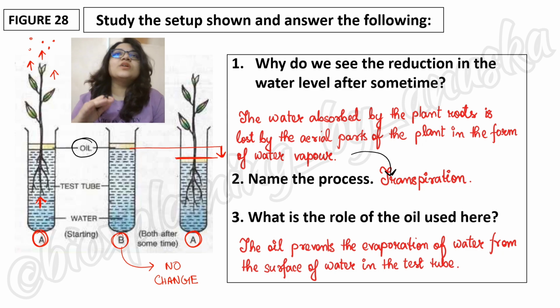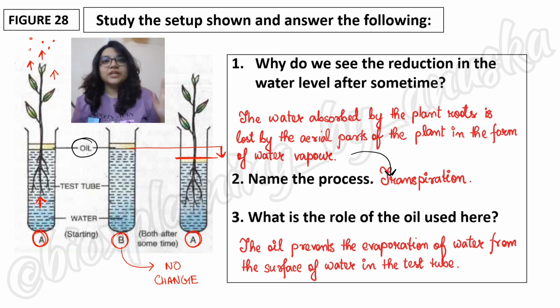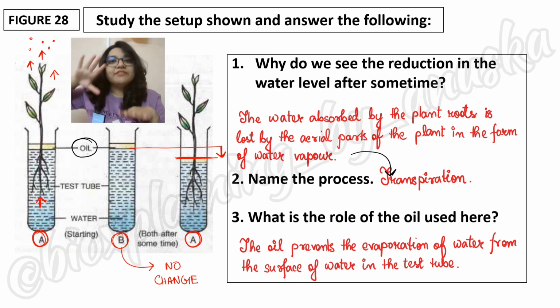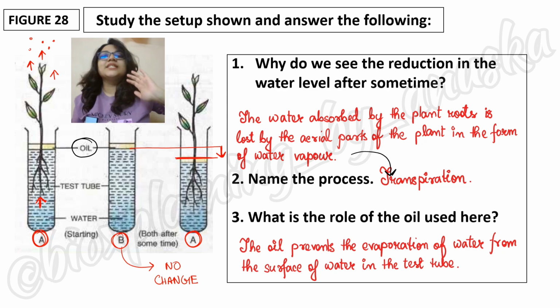Normally, say you didn't have this oil and you kept this setup in sunlight for two to three hours. Normally also, from the surface some amount of water is going to evaporate. So the level of water is going to dip down, right? You don't want that to happen. To prevent that, you put oil so that the water doesn't evaporate from the surface. The only mode of loss of water is transpiration. Okay? The simple thing is clear.